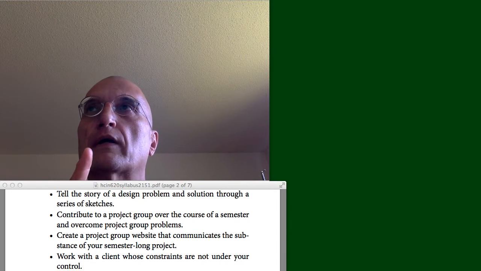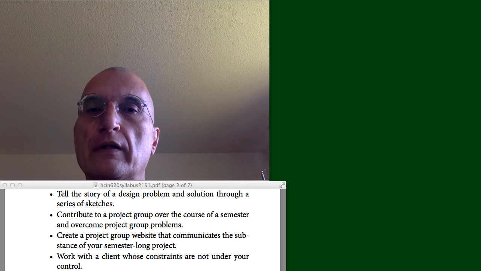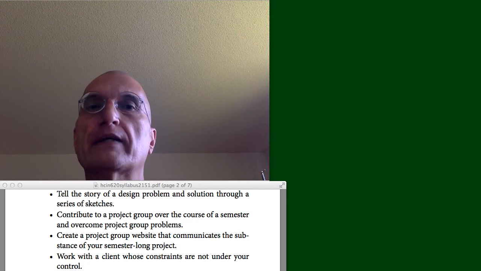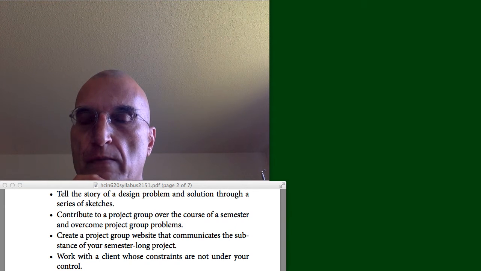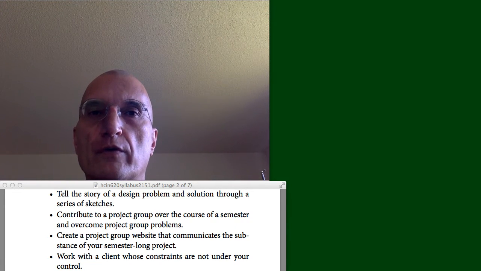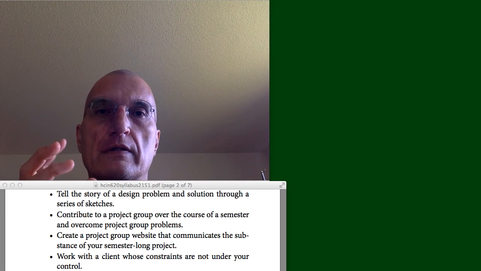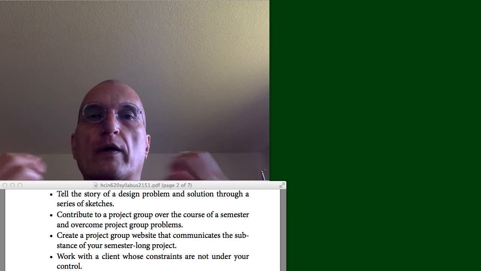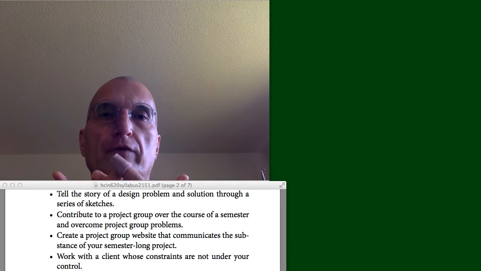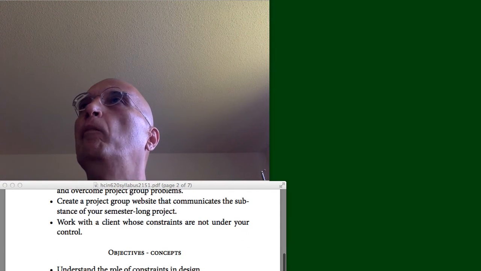And you'll have to work with a client, and you should work with a client whose constraints are not under your control. Constraints is the key word in this entire course. You have to work with constraints. Design, according to one of the most famous designers, is constraints. Design is what happens when conflicting constraints come together.